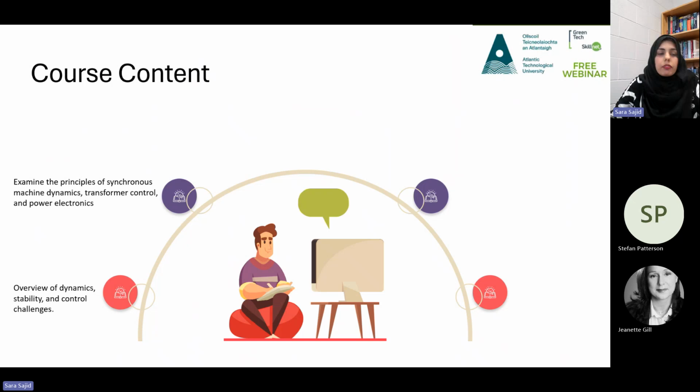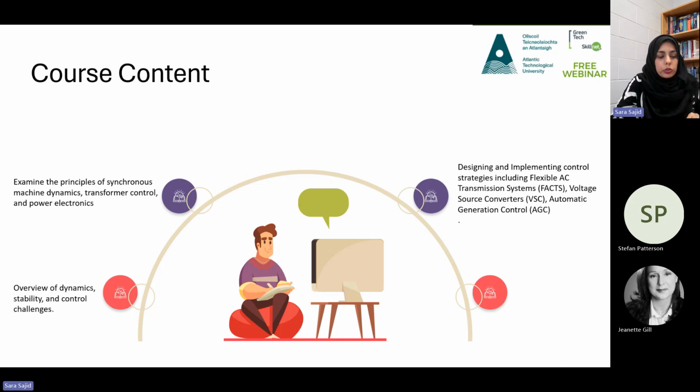Then definitely we'll go and examine the principles of synchronous machines and their dynamics. Then another very important fundamental electrical machine, that is your transformer. Then we will look at the transformer control mechanisms. And definitely we will also look at power electronics as well.